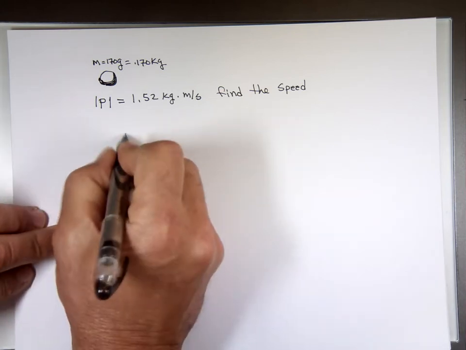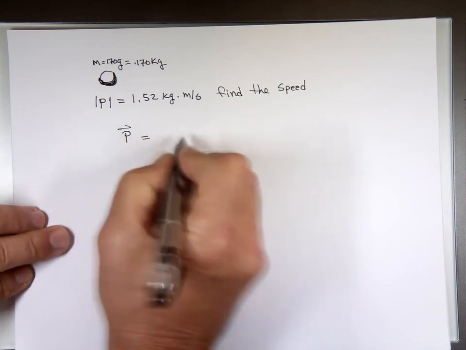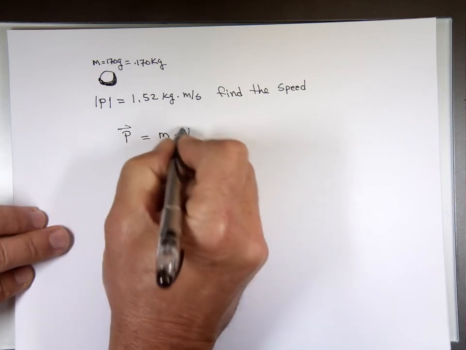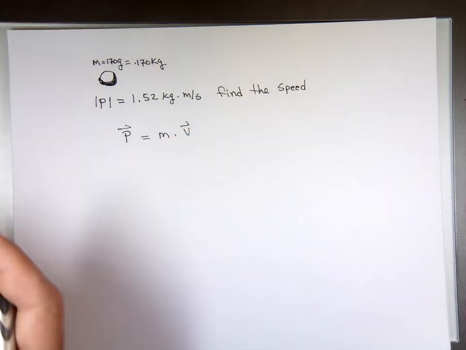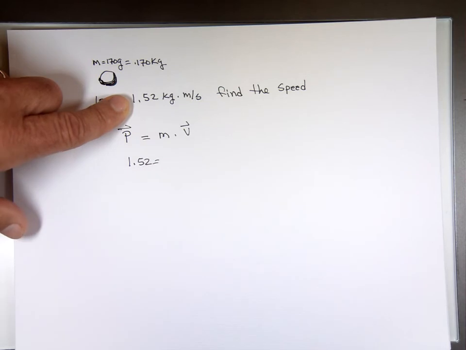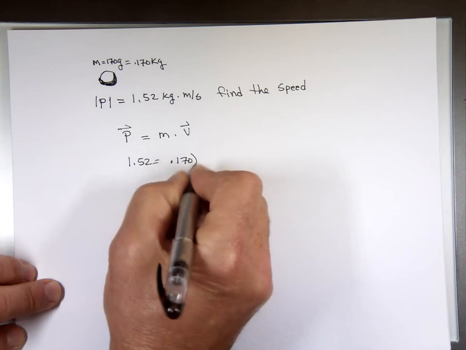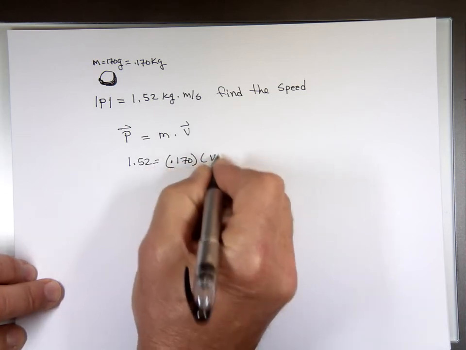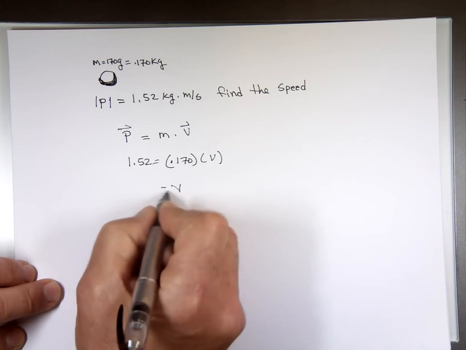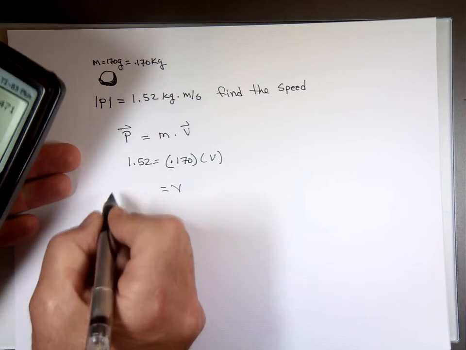Again, the magnitude of the linear momentum as a vector equals mass times velocity. If I'm looking for the magnitude alone, I'll go 1.52 equals the mass, which is 0.170, times the speed. Do we know what the speed of the puck is? 1.52 divided by 0.17 is 8.9 meters per second.